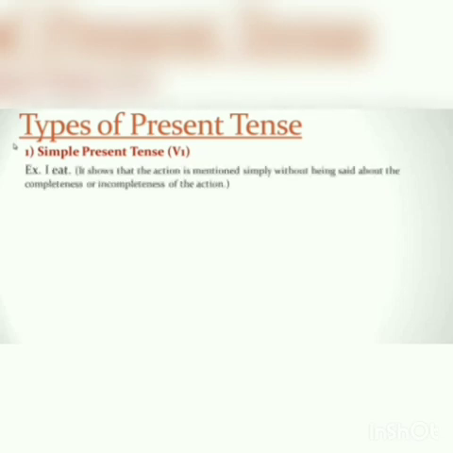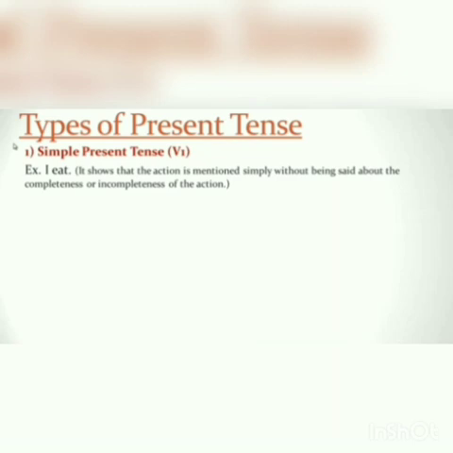Types of present tense. Now we are going to learn present tense in detail. First one is simple present tense. Example, I eat. It shows that the action which is mentioned is simply mentioned without being said about the completeness or incompleteness of the action. That means it is happening now, at present. And which verb form will you use? V1, the first form of the verb. Example, I eat. That means you are eating it now, at present. And there is no indication whether you have finished eating. Okay, so that is the simple present tense.